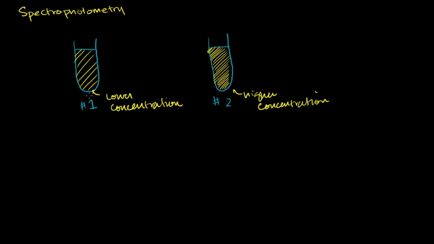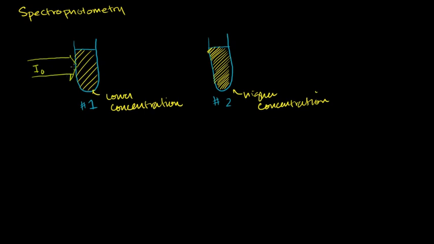Now let's think about what will happen if we shine some light through each of these beakers. Let's assume that we are shining a wavelength of light that is specifically sensitive to the solute that we have dissolved in here, but I'll leave that general right now. Let's say I have some light here of some intensity. Let's call that the incident intensity, I0.